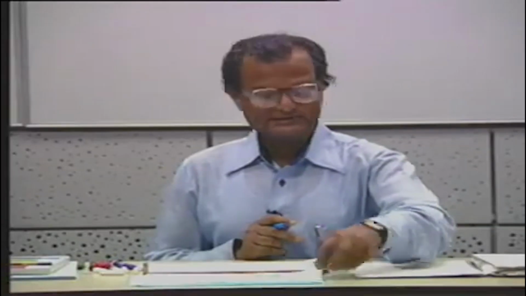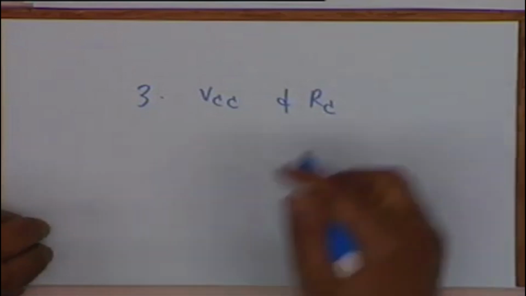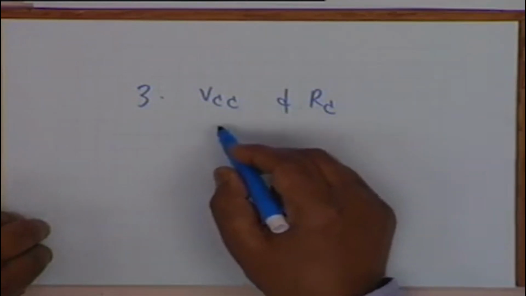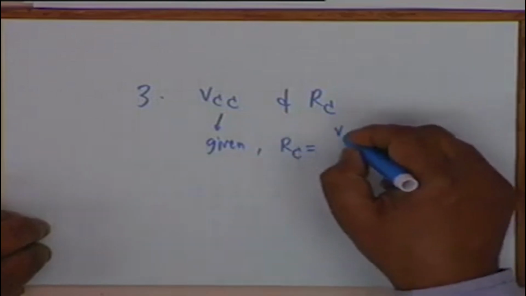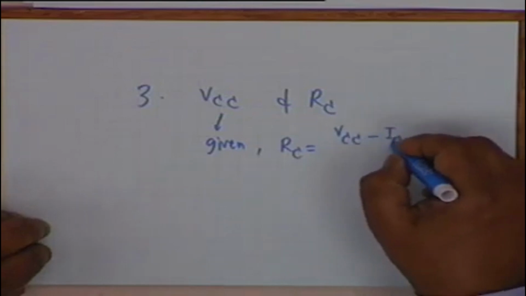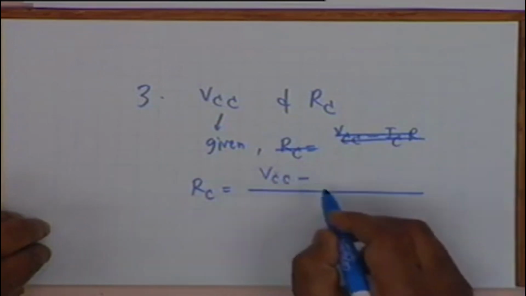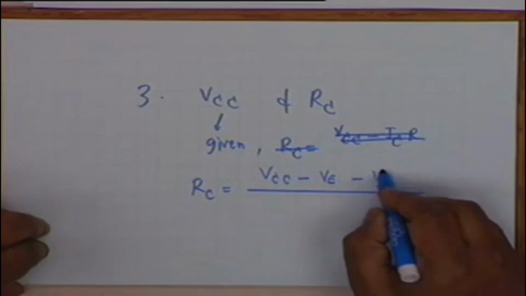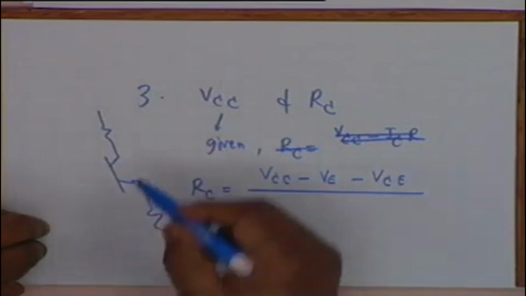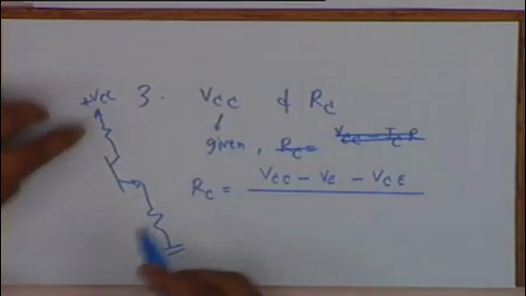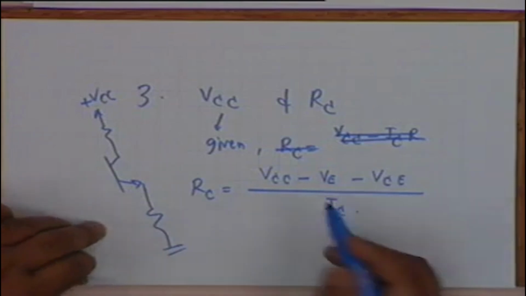The next thing, third step, is to select VCC and R sub C. Now, if VCC is given, if the power supply is given, then R sub C would be VCC minus VCE minus VE, divided by I sub C, because if you recall, the transistor is like this. So you can determine RC.